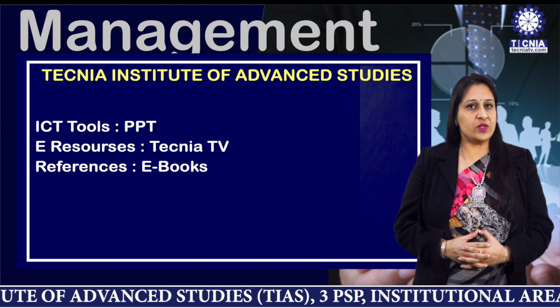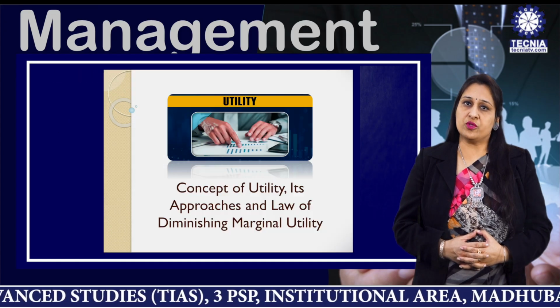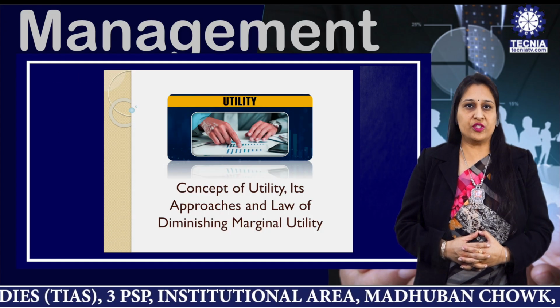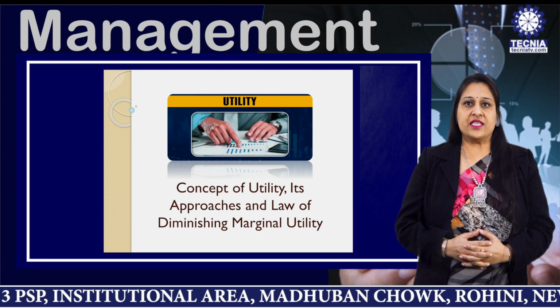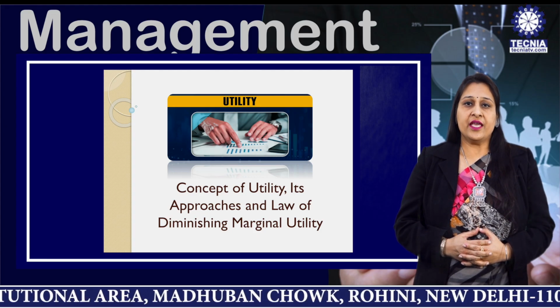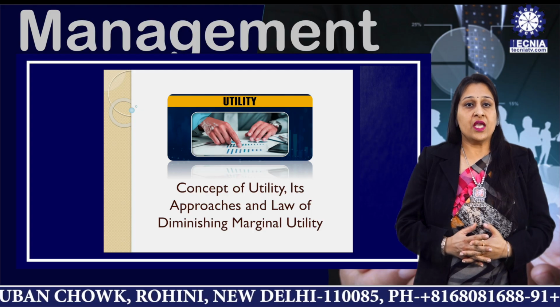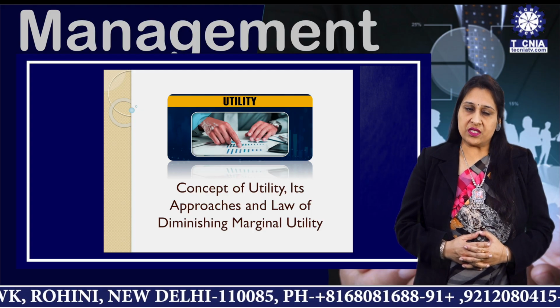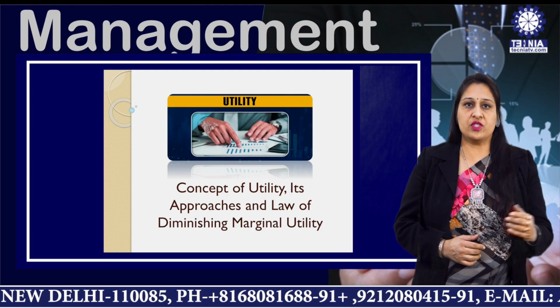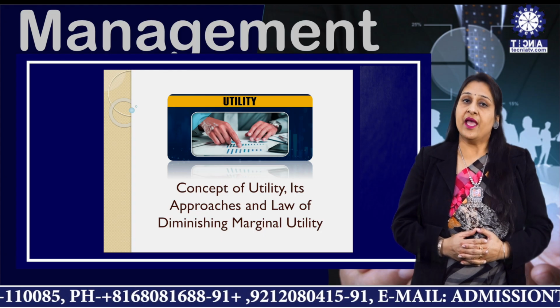Today, we are going to learn about utility, its approaches, and law of diminishing marginal utility. Firstly, we'll see the meaning of utility. It is the want-satisfying capacity of a commodity. It is a relative concept, which means it differs from individual to individual, from location to location, and from time to time.